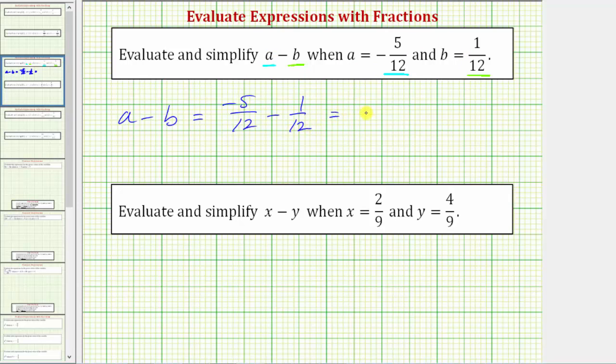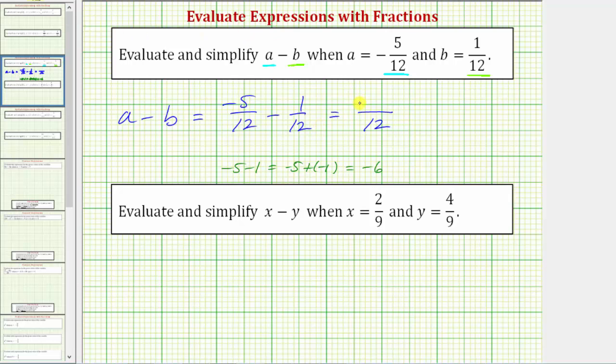Remember, in order to add or subtract fractions, we must have a common denominator, which we already have. Notice how we have a common denominator of 12. So when we find the difference, the denominator stays 12, and now we subtract the numerators. We have negative 5 minus 1. Remember, negative 5 minus 1 is equal to negative 5 plus negative 1, which equals negative 6.